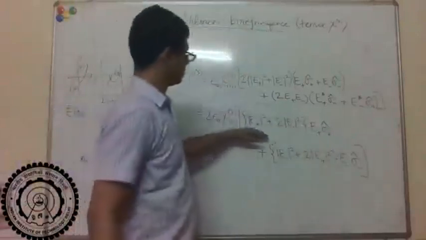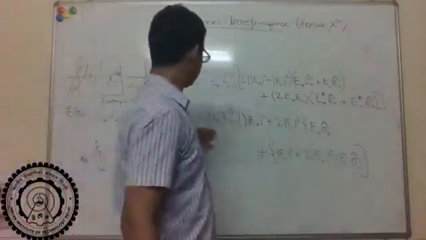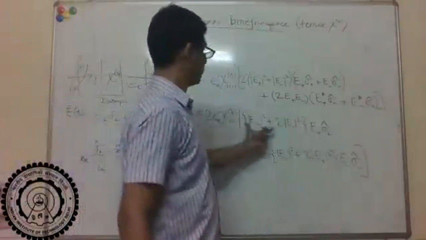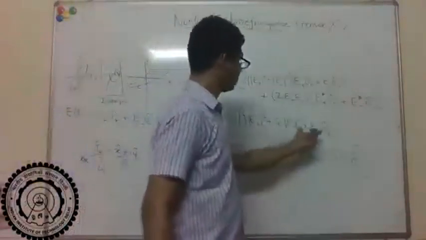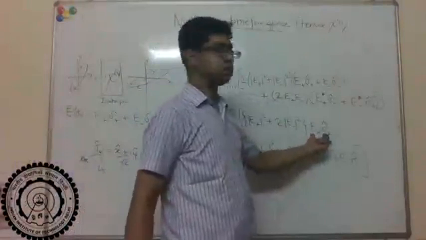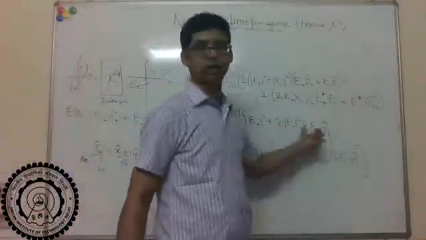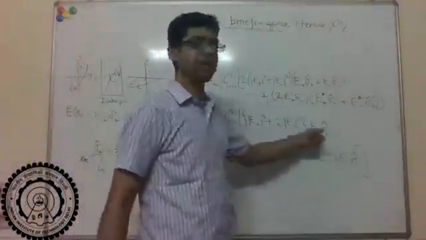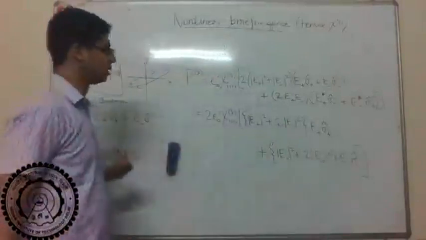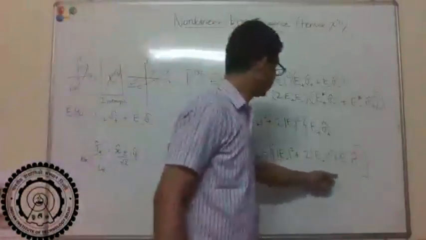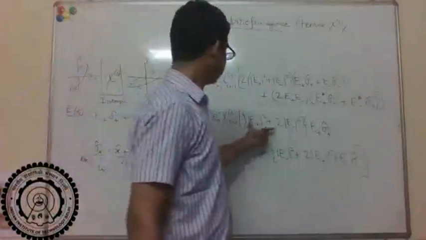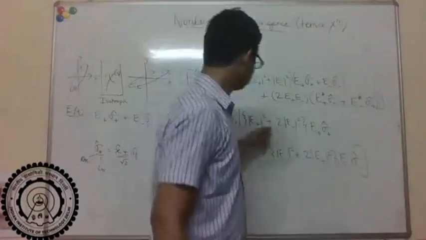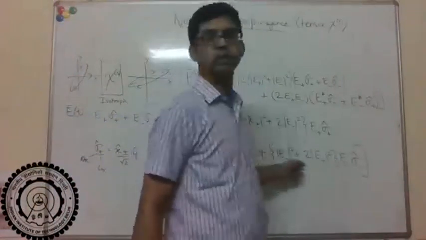So this should be familiar, right? This is chi3 times some mod E squared times my field. So this looks like self-phase modulation, intensity dependent refractive index, right? Similarly, this term, but it's just that the magnitude of these two terms in general are not equal.